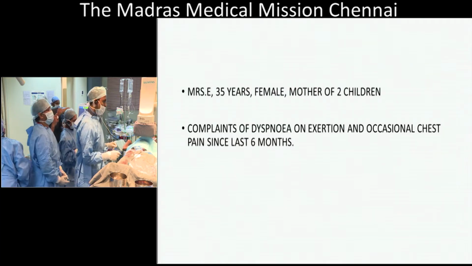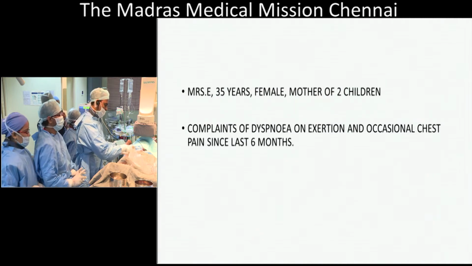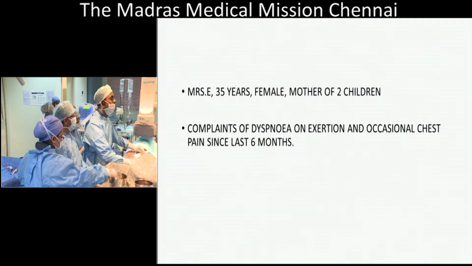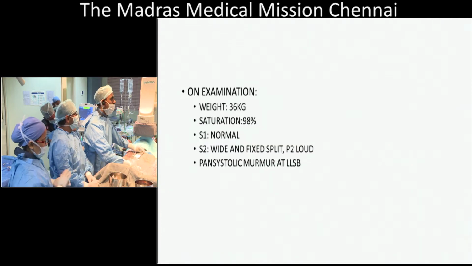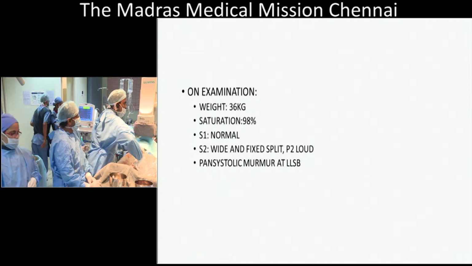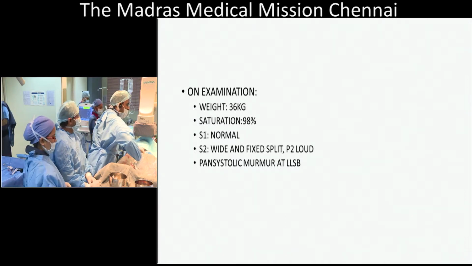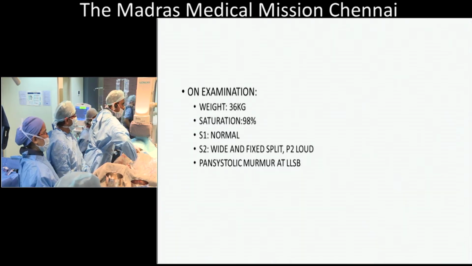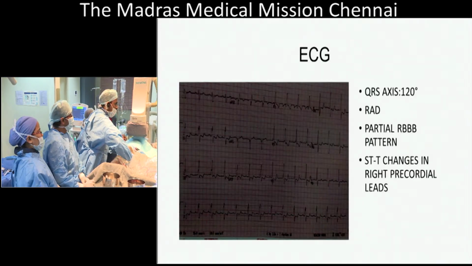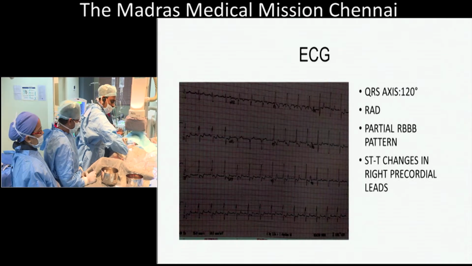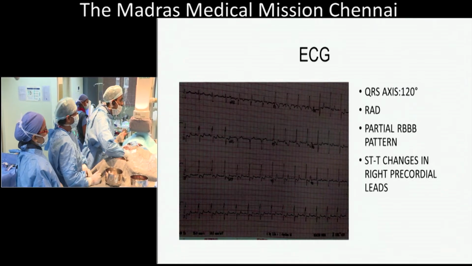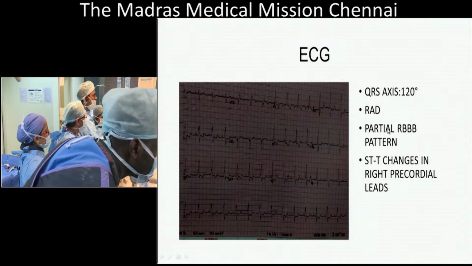Good morning all. This is a 35-year-old female, mother of 2 children, with complaints of breathlessness on exertion and occasional chest pain for the last 6 months. On examination, weight is 36 kg, saturation is 98%, first heart sound is normal, second heart sound is wide and fixed split, there is a loud P2 and a pansystolic murmur at the left lower sternal border. ECG shows a QRS axis of plus 120 degrees, so there is right axis deviation with an incomplete RBBB pattern and ST-T changes in the right precordial leads.